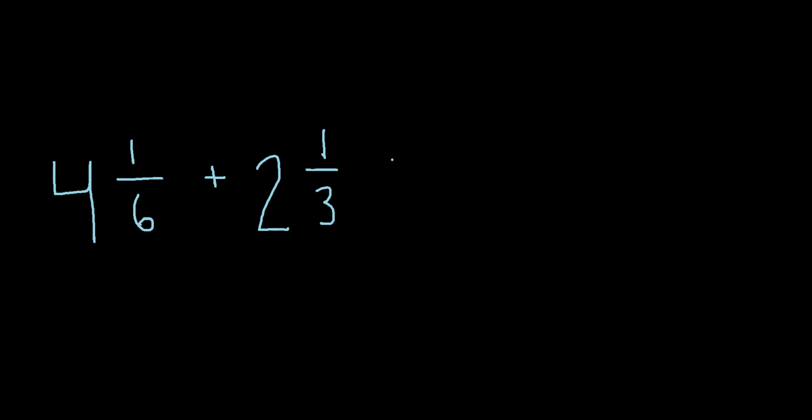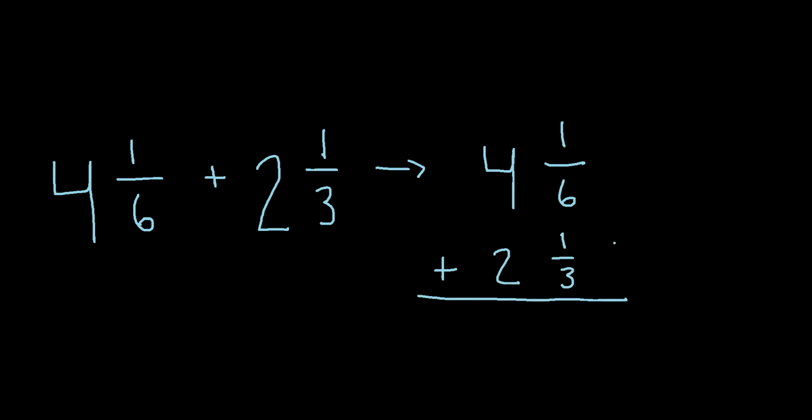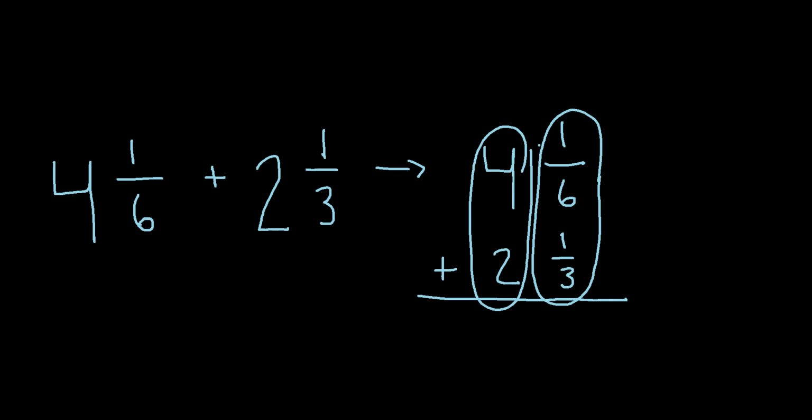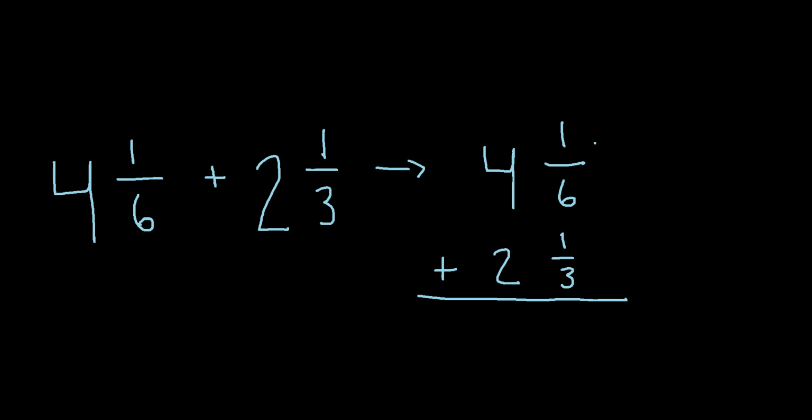So when we do these types of problems, I like to rewrite it by stacking the two numbers on top of each other like this. 4 1/6 plus 2 1/3. And when we write it like this, we'll notice that the fractions are stacked on top of each other and the whole numbers are also stacked on top of each other. So it makes it a little easier to add or a little easier to visualize. So the first step is we want to add the fractions.